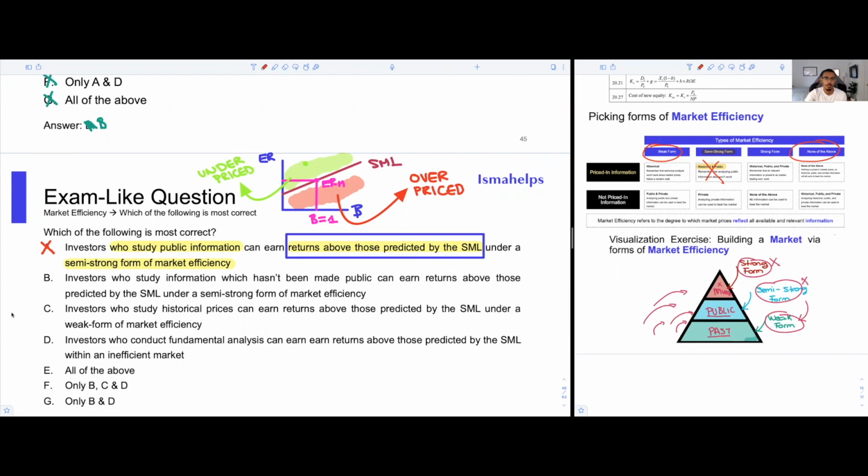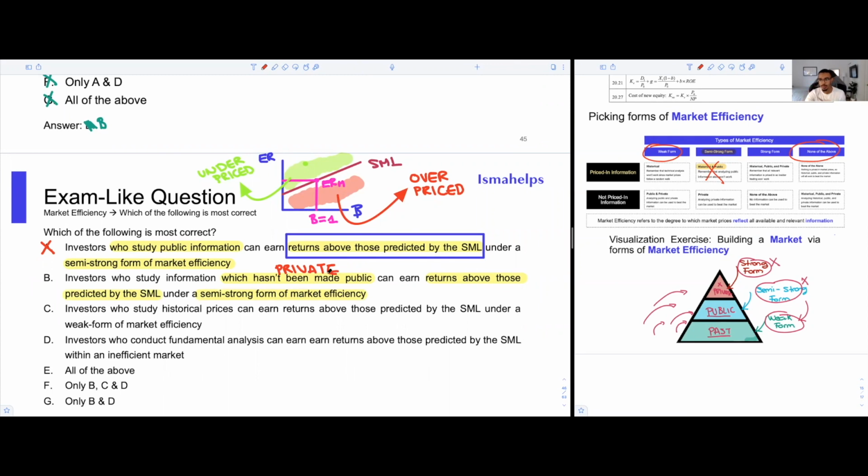All right. Now, if we go to B, B says that investors who study information which hasn't been made public can earn returns above those of the SML under a semi-strong form. Now, this is getting interesting because we're still in a semi-strong form, but we're telling you that we're using private information. If something isn't public yet, it's obviously private, right?